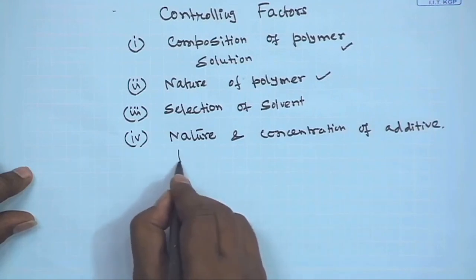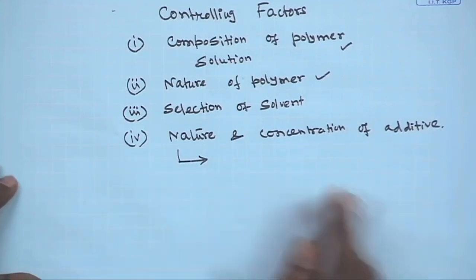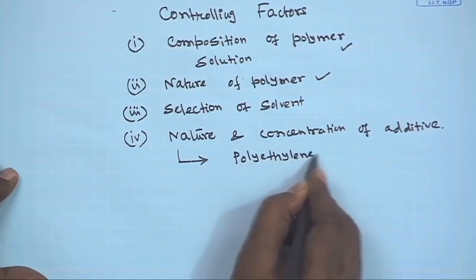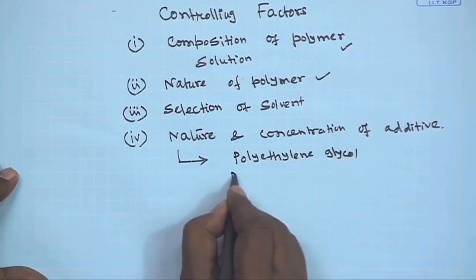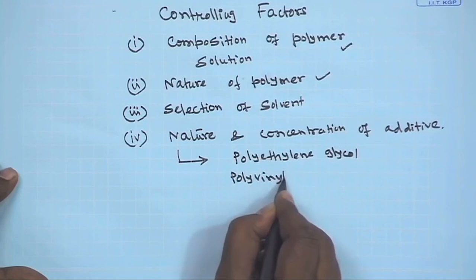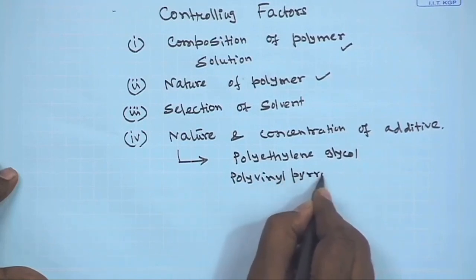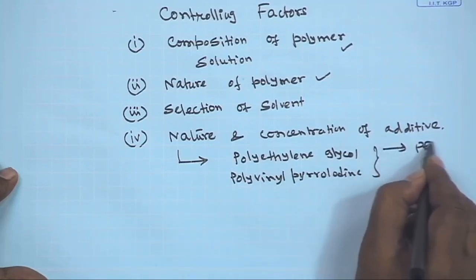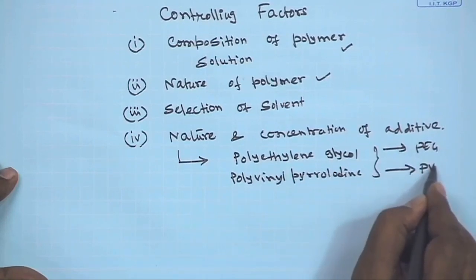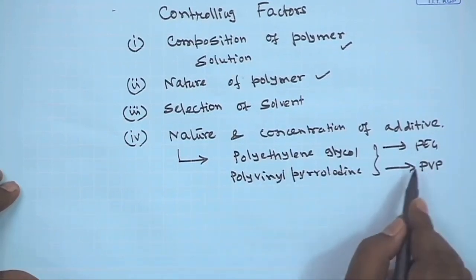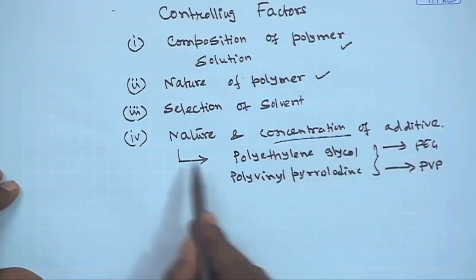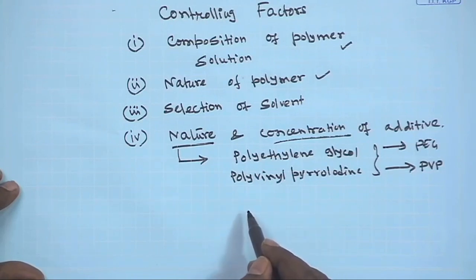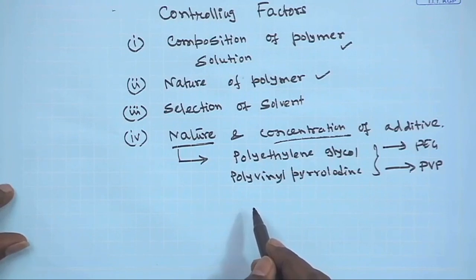One can use various pore forming agents, also known as porogens. These pore forming agents are polyethylene glycol and polyvinyl pyrrolidone, and various molecular weights of polyethylene glycols and polyvinyl pyrrolidone are available. So, one can alter the concentration of these additives and their molecular weight, and these pore forming agents form pores in the membrane surface and can alter the pore size distribution.